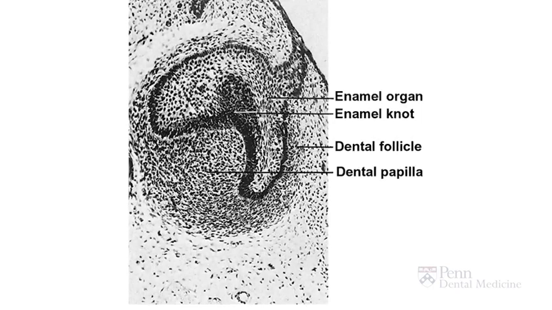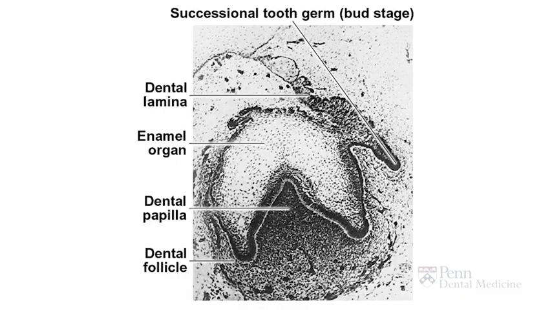This histological slide shows us the late cap stage of tooth development and highlights an important structure called the enamel knot. The enamel knot is a dense aggregate of epithelial cells that will orchestrate and shape the form of the crown. The next stage of development is the bell stage of tooth development.